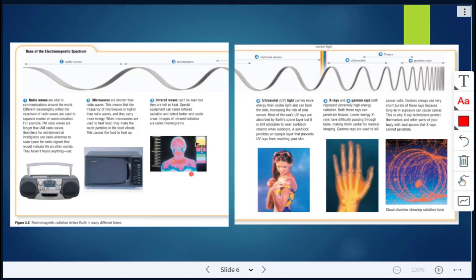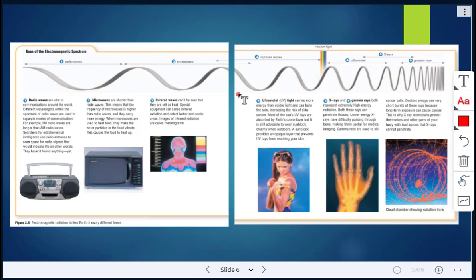Next, we have infrared waves. We can't see them, but they are felt as heat, so from like fire and so on. There is special equipment that can sense the infrared radiation, so that can detect hotter and cooler areas, and then we can make these thermograms, which are images of infrared radiation. All right, so this would be a thermogram.